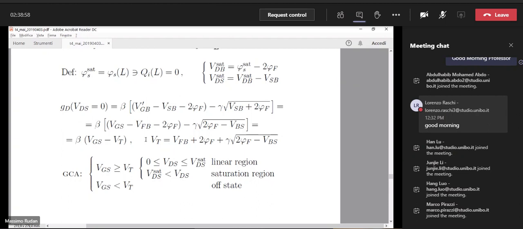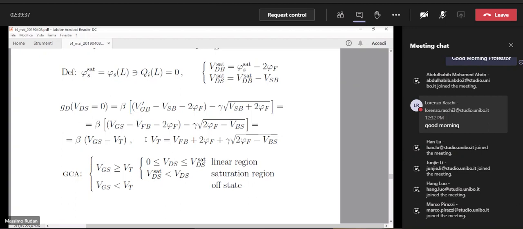So we can come to a provisional conclusion that we have separated two large, important operating conditions. One operating condition is that VGS is larger than the threshold. When that happens, the device is functioning, okay? So there is a current in the channel.